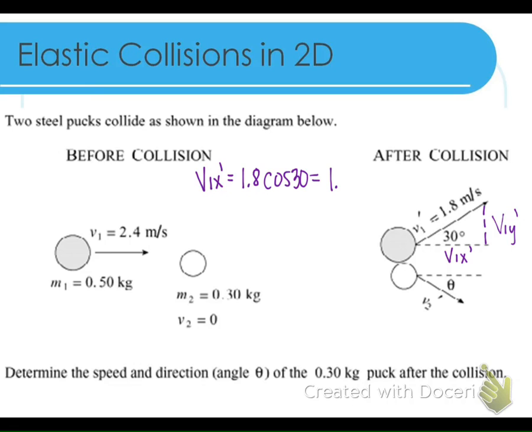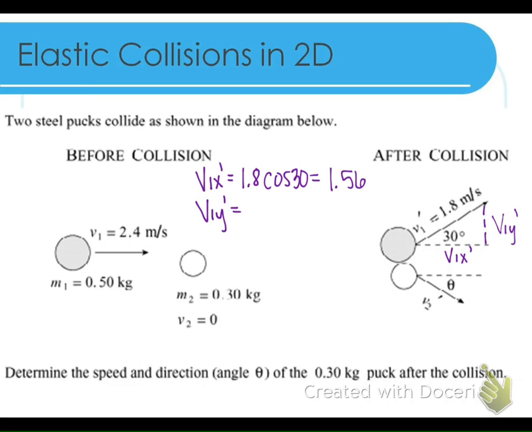Okay, good. I think we get 1.56 or something. So we get 1.56 here. Is this going in the positive x direction? Yes, so that means it gets to stay positive. Now let's solve for v sub 1 y prime, which is going to be the speed of our first object in the y direction after collision.